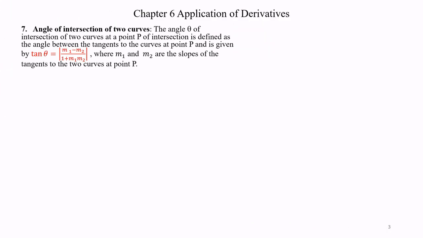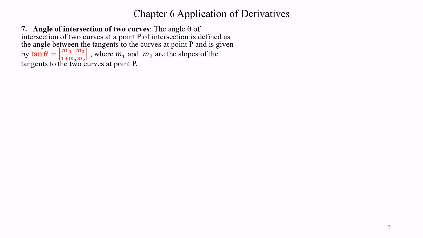Next slide. Angle of intersection. If there are two curves and angle theta is the intersection angle between the two curves at point P, then the angle of intersection is defined as the angle between the tangents. So, we had seen previously one tangent.